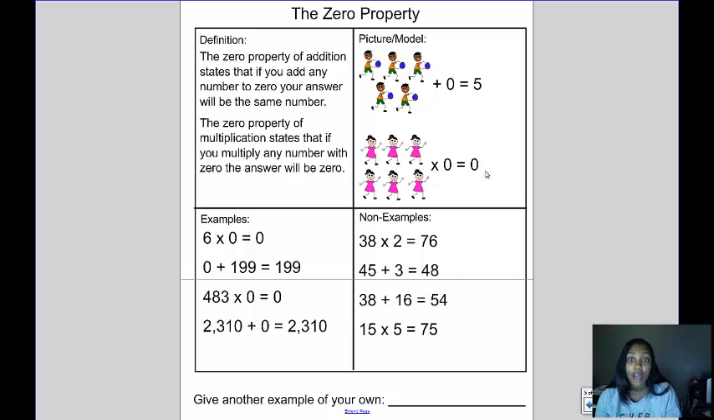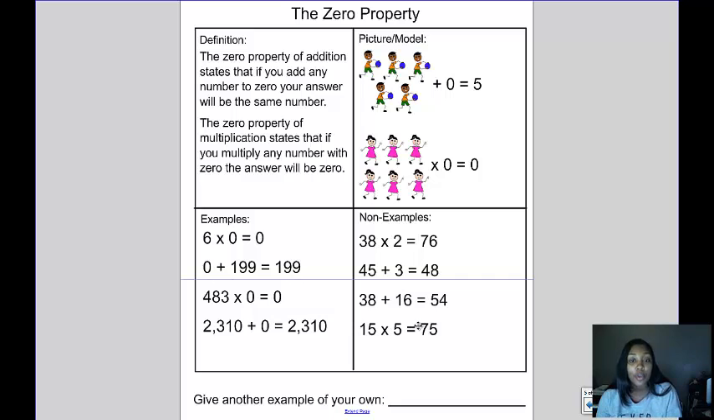So you know anything times 0 is 0. And if you add anything to 0, your number stays the same. So here I have some examples with multiplication and addition. And you can kind of look over these and you can see if I multiply by 0, I get 0. And if I add anything to 0, my number stays the same.